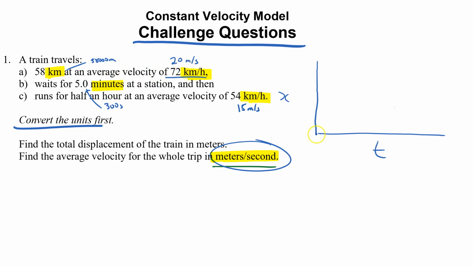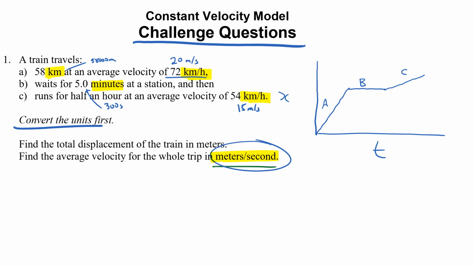So I'll say, okay, here's a steep section. Here's section A. Steep because they're going faster, they're going 20. And then they wait for 300 seconds. They wait for 5 minutes. So then that looks horizontal. That would be section B. And then they go at 15 meters per second, so not as steep for a while. That's section C.